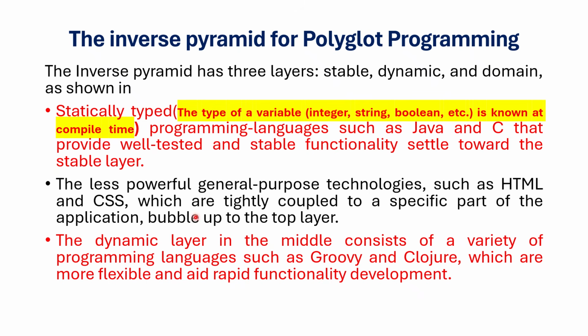Then in the outermost layer or the user interaction layer, we usually use HTML and CSS for developing the UI. And in the middle layer, the dynamic layer, we suggest Groovy and Clojure. They are more flexible and they are suggested for rapid application development, in other words RAD. So Clojure and Groovy are rapid application development programming languages, used in the dynamic layer. These are the expected picture and explanation for polyglot programming.